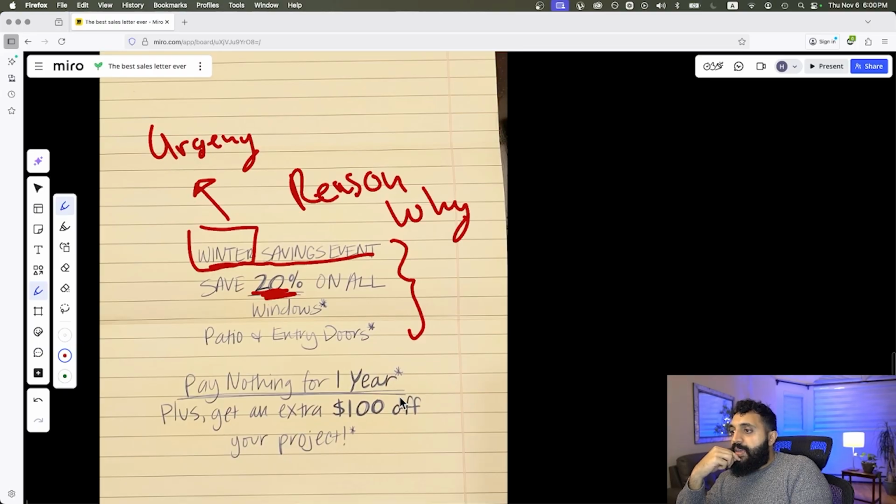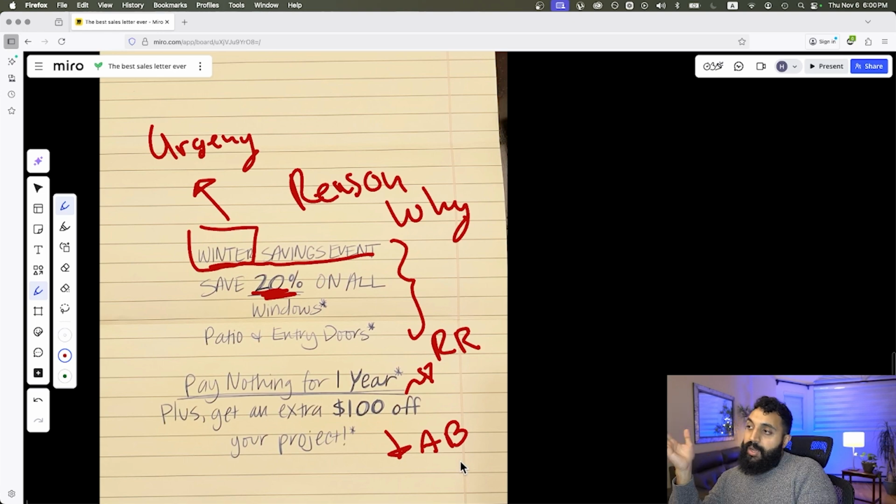And then again, they're giving you risk reversal, okay? And then they're even sweetening up the offer, right? Additional benefits. So, I mean, this promotion freaking knocked it out of the park, right? Great call to action, very simple. It's a direct phone number. Like, this is a 10 out of 10.